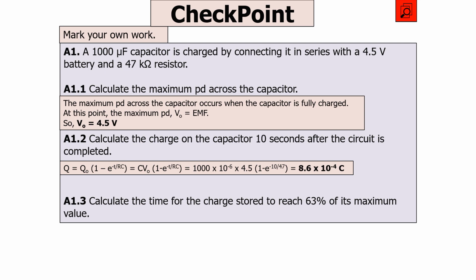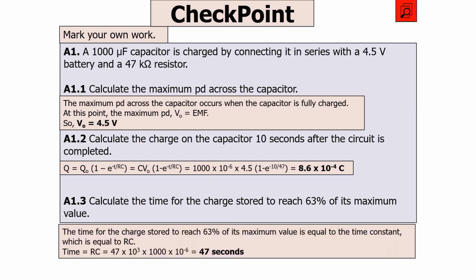Now, this idea of to reach 63% of its maximum charge, that's the definition of a time constant. It's the time it takes to reach 63% of its maximum charge during charging, or to 37% of its starting value during discharge. So you just work out the time constant by doing RC, so you get 47 seconds.